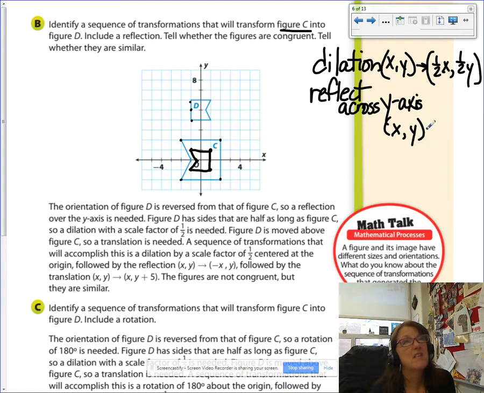My y value stays the same, but my x value switches signs. That's what a reflection across the y-axis does. I don't shift vertically. I only flip things horizontally, so your x values switch. Test it with the other ones.